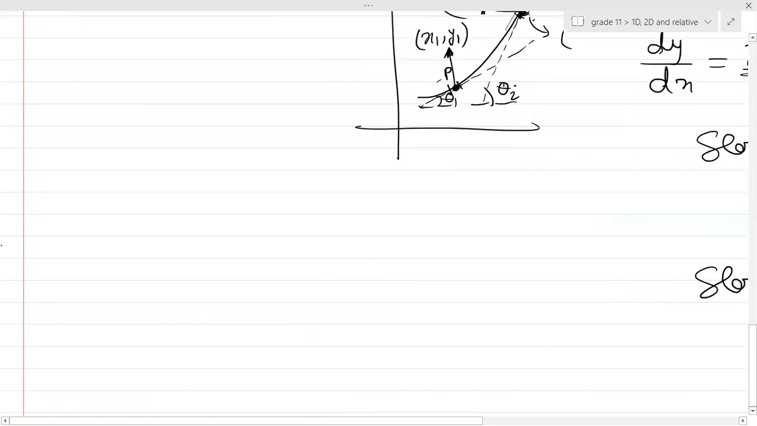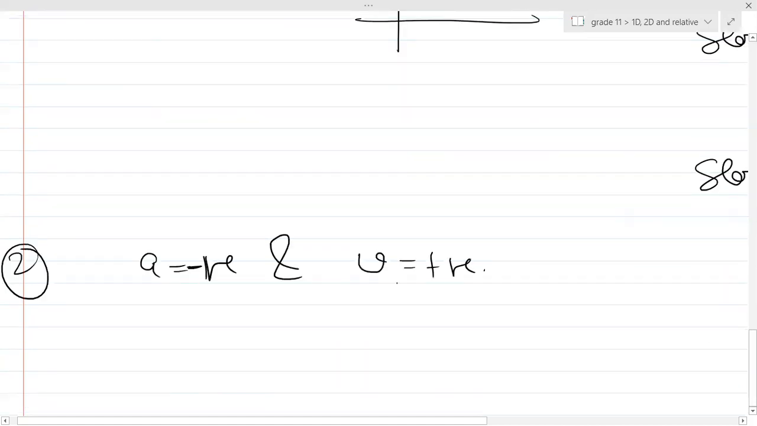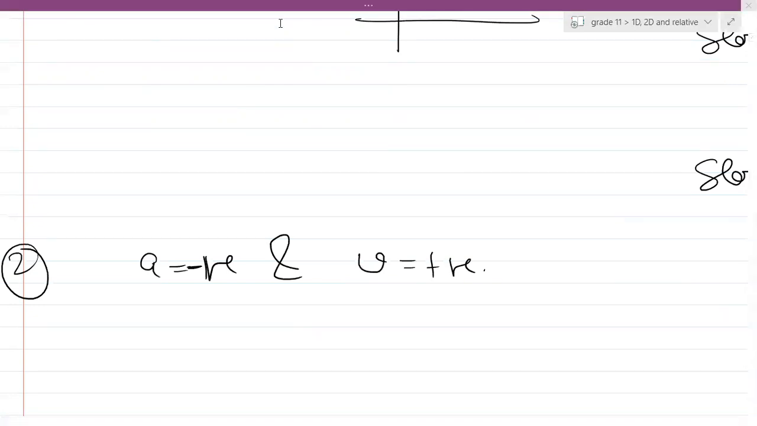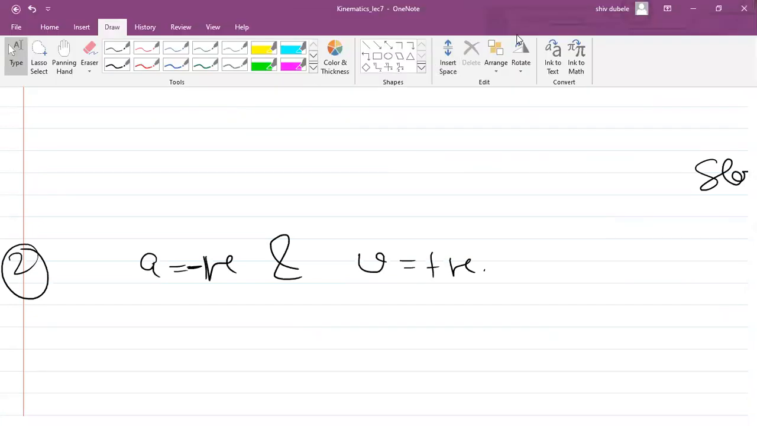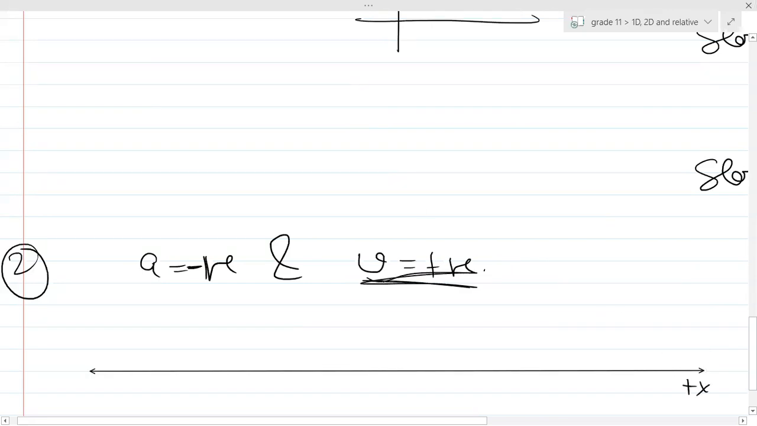Now suppose the second case was what? When the acceleration was negative and velocity was positive. Okay. So when the acceleration was negative, velocity was positive. Let me draw the actual motion. Velocity positive implies the object is still moving towards the positive direction, right? Velocity positive means the object is still moving towards the positive direction.